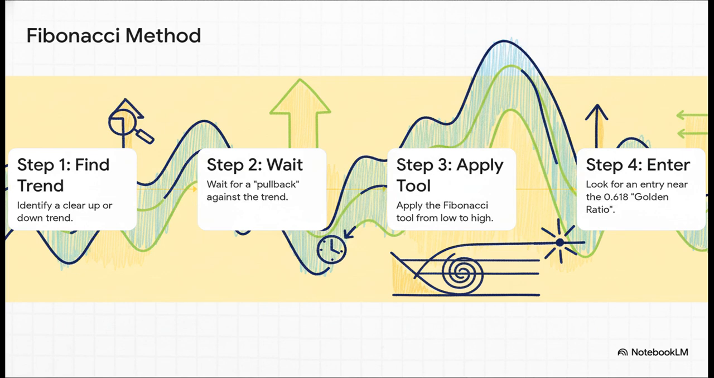So the whole idea is actually pretty simple. See, markets don't move in straight lines, right? They move in waves. So step 1, you identify a clear trend. Step 2, you patiently wait for the price to pull back for a bit. Then you draw your Fibonacci tool on that move and you look for a high probability entry right around that golden ratio level. It's elegant, it's logical, and it's effective.